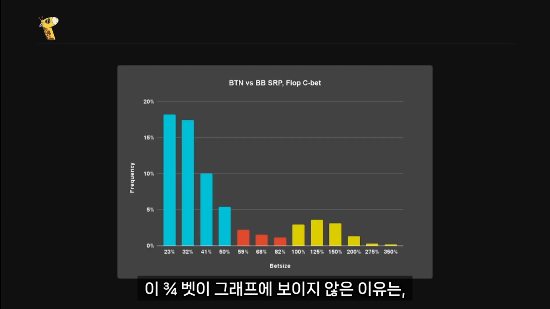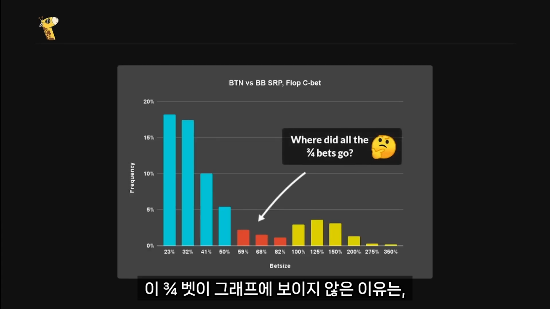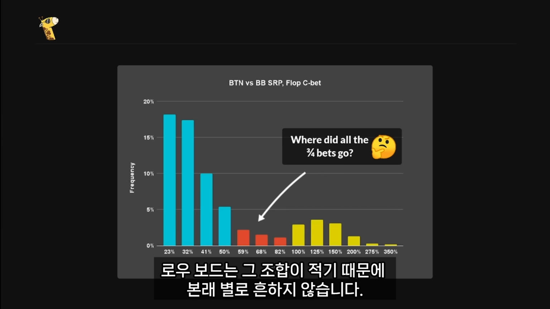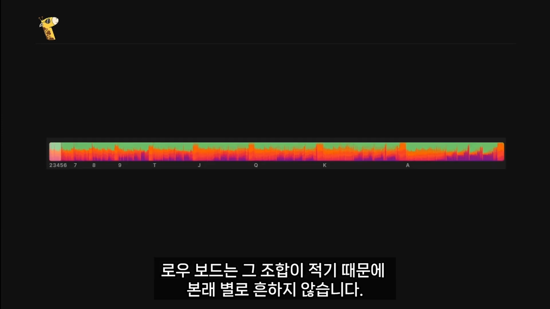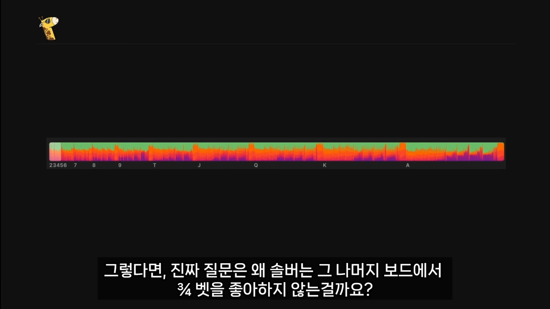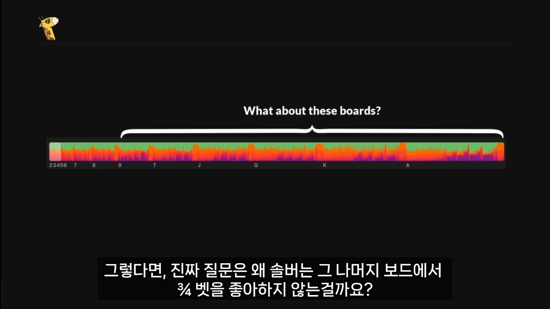As for why these 3/4 bets don't show up in the main graph, that has more to do with the relative proportion of different boards. Low boards are less common by nature because there are less combinations of them. So even though 3/4 does get used on many low boards, it doesn't have a significant impact on the overall graph. The real question then is why the solver doesn't like betting 3/4 on the rest of the boards.